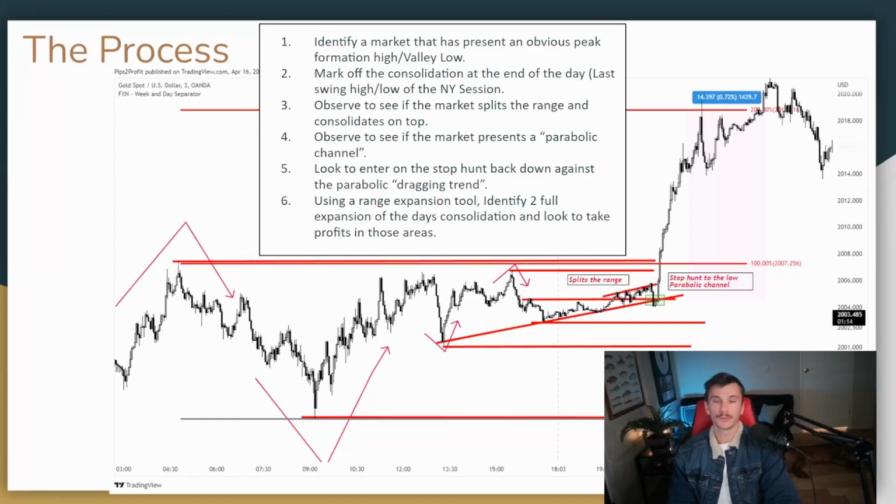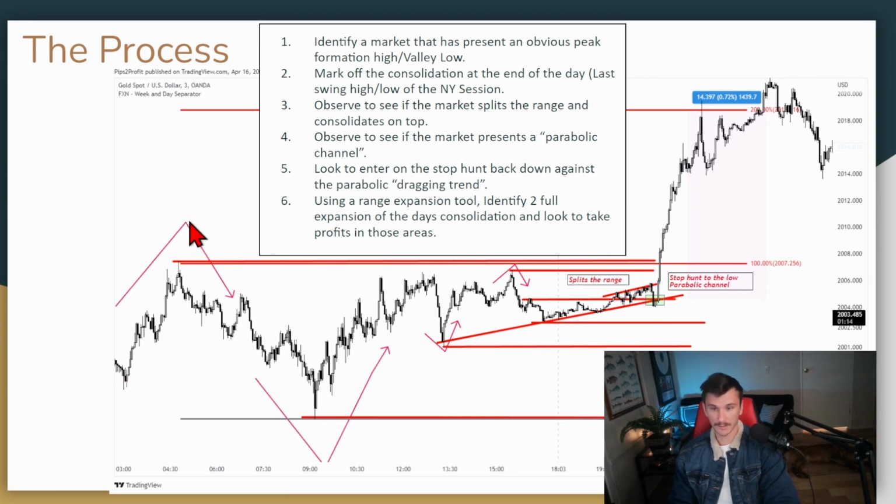I want to take you through the exact process to find these trades so that you don't necessarily think that every single time you see a high and a low, I'm in a parabolic move. No, that's not how this works. But you do want to look for peak high, peak low, and then see how we are reacting in the middle of that consolidation, right?